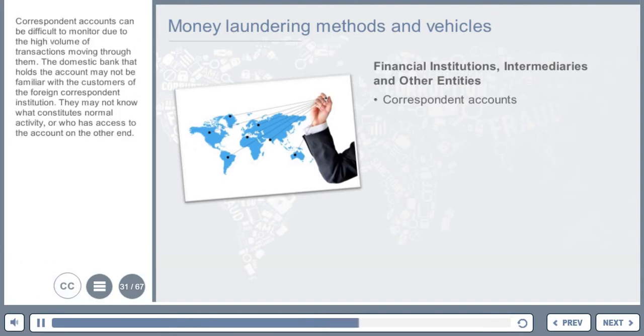Correspondent accounts can be difficult to monitor due to the high volume of transactions moving through them. The domestic bank that holds the account may not be familiar with the customers of the foreign correspondent institution. They may not know what constitutes normal activity or who has access to the account on the other end.